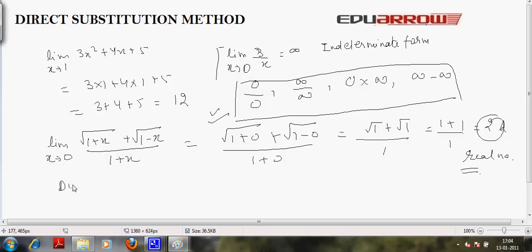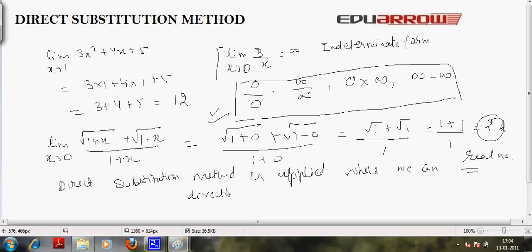So the direct substitution method is applied where we can directly apply the limit and no indeterminate form is formed.